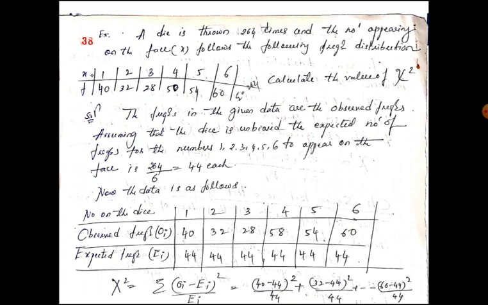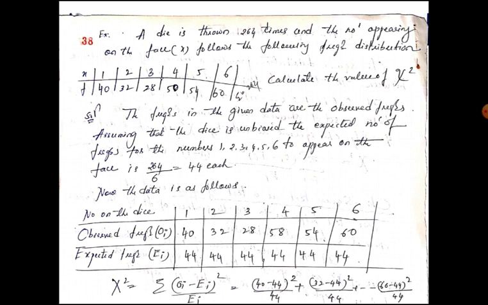What is X? X is the numbers on the die of 6 faces, 1, 2, 3 up to 6, and the number of times 1 appears, 2 appears, etc. is given by means of frequencies. So the frequencies are given as 40, 32, 28, 50, 54 and 60. When you add all these frequencies, you get summation of fi as 264. Now the question is, simply calculate what the chi-square value is here.